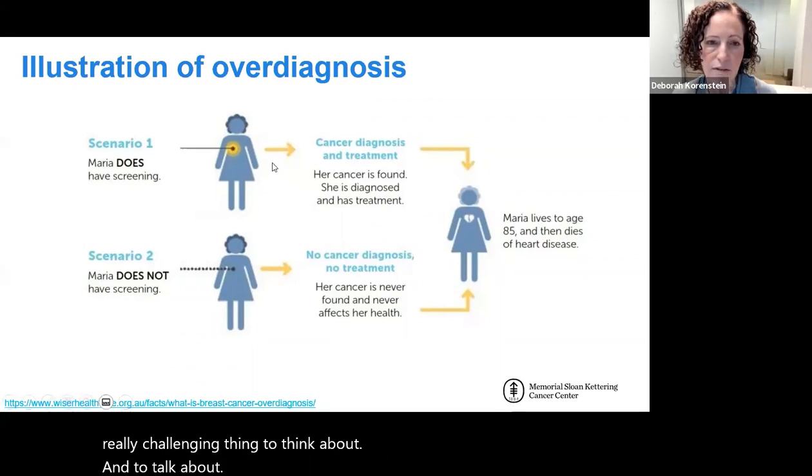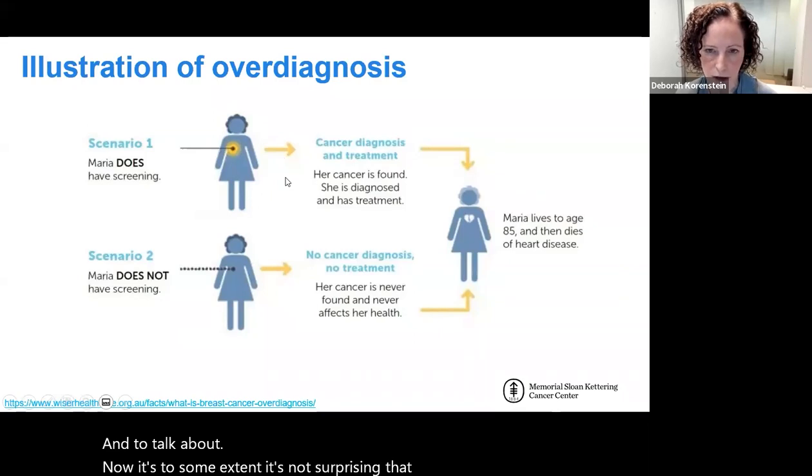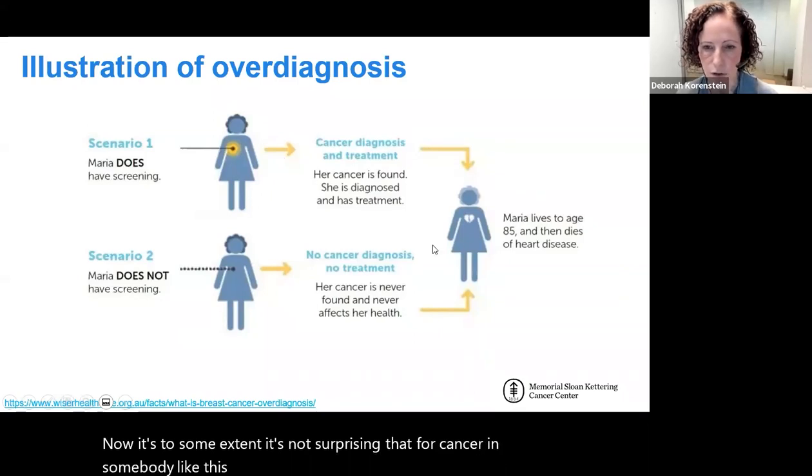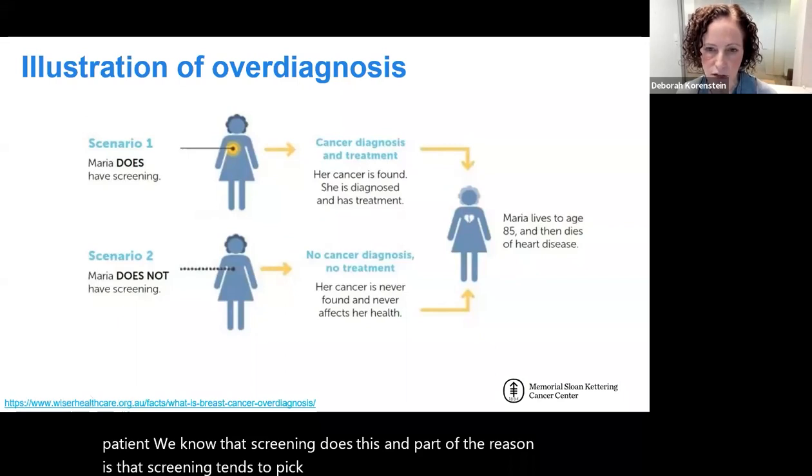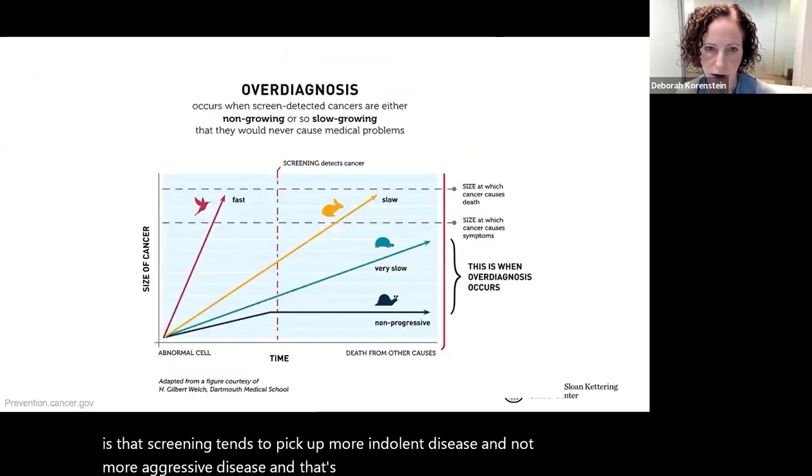Now, to some extent, it's not surprising that screening for cancer in somebody like this would pick up disease that wouldn't affect the patient. We know that screening does this, and part of the reason is that screening tends to pick up more indolent disease and not more aggressive disease. And that's illustrated in this slide.